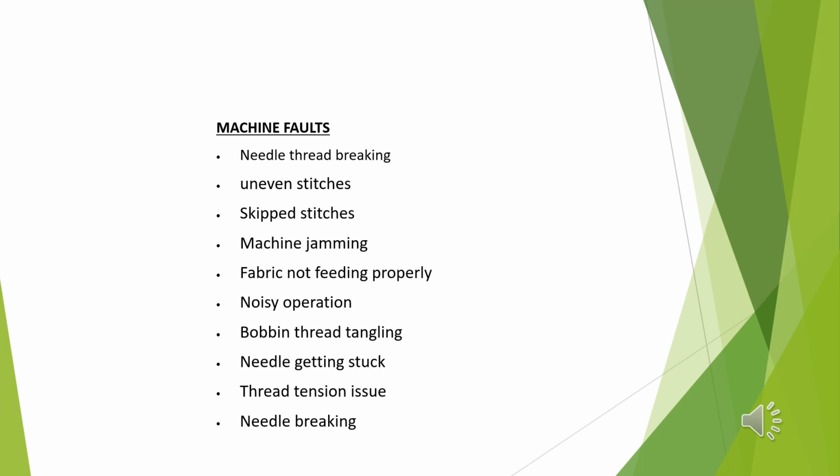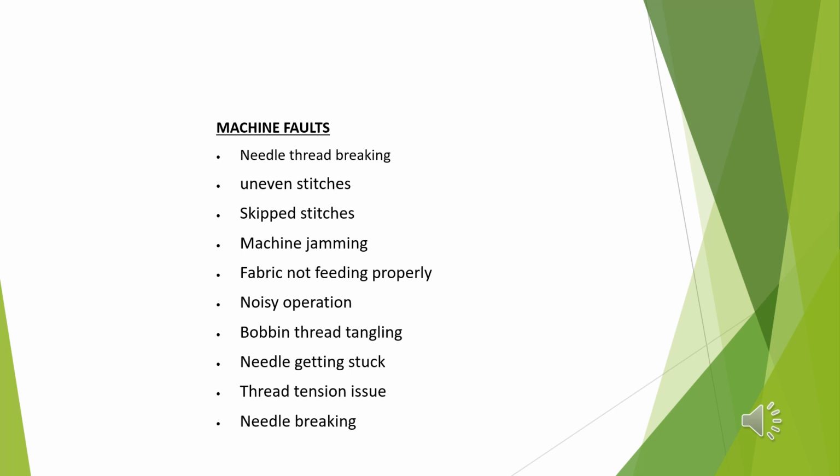Next, we will look at machine jamming, which is caused by incorrect threading, tangled thread, and debris in the bobbin area, and can be corrected by rethreading the machine, cleaning out the debris, and ensuring proper bobbin placement. Fifth, we look at fabric not feeding properly. It's caused by feed dogs being down and incorrect presser foot pressure, and can be corrected by raising the feed dogs and adjusting the presser foot pressure.